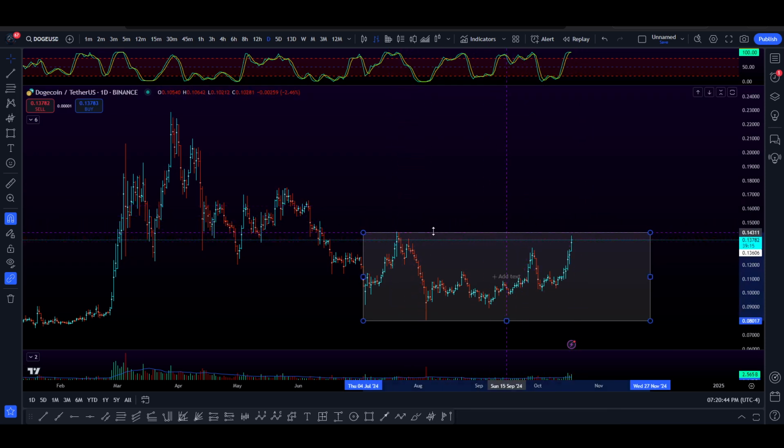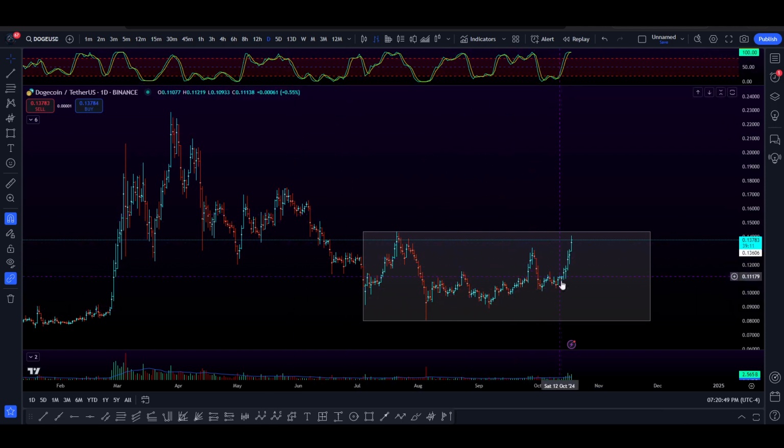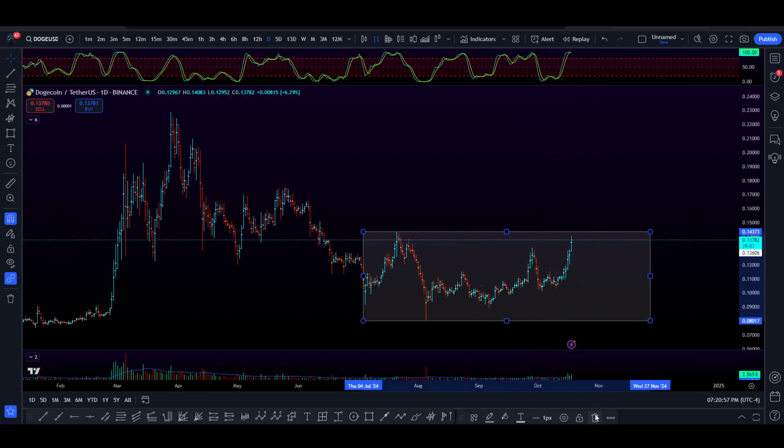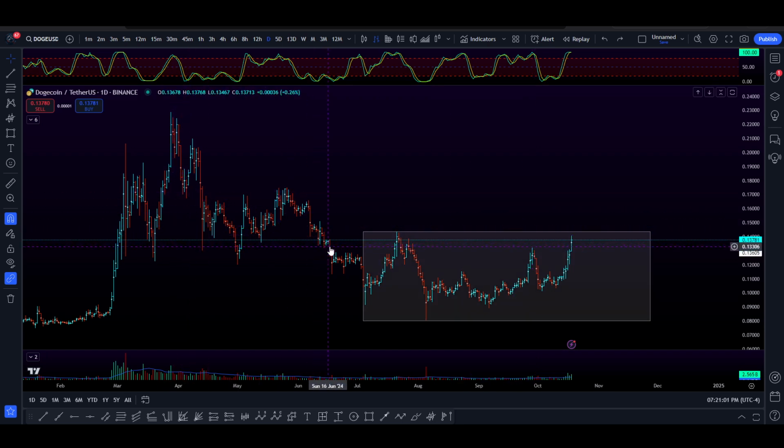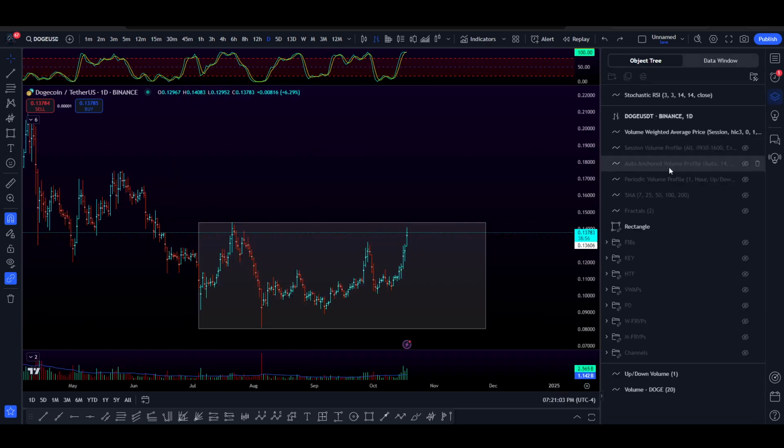So we are approaching range highs, which is really nice. Over the past few days, it's just been one-time framing to the upside, so very bullish on the daily time frame here. Now, what I want you all to keep in mind as we are approaching range high, I'm going to pull up this object tree right here.